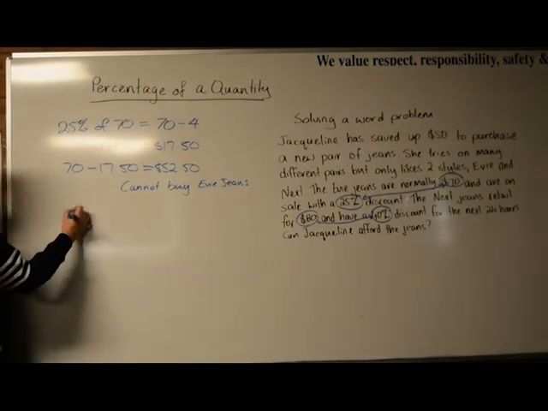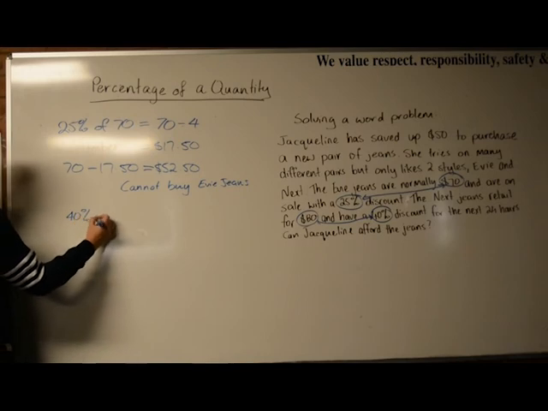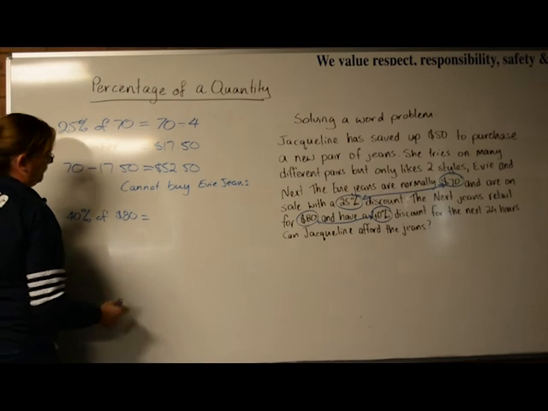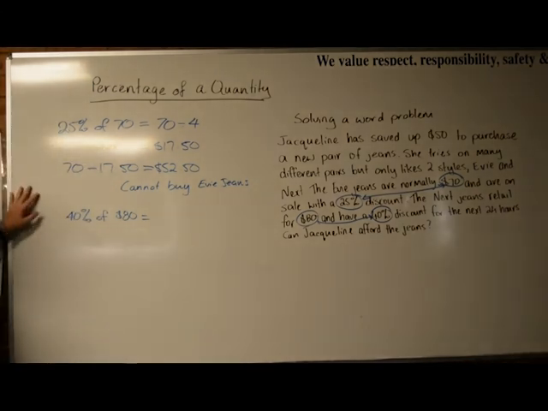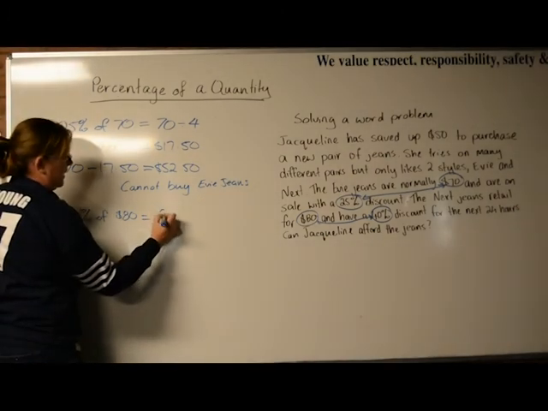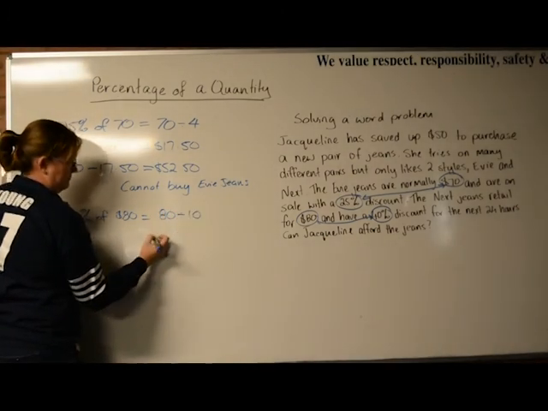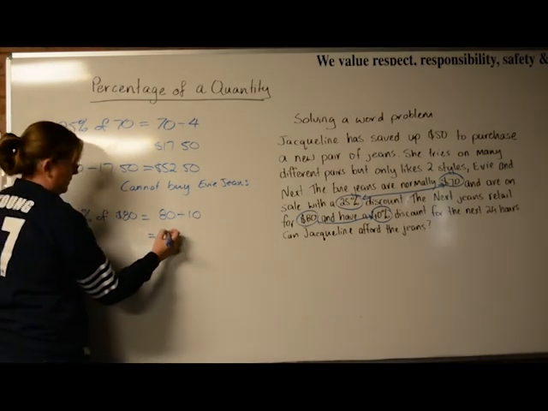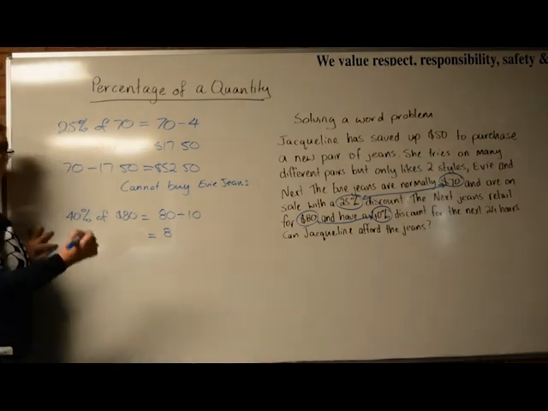So now we want 40% of $80. What can we do here? Find 10%. So how do I find 10%? I'm going to go 80 divided by 10. What's 80 divided by 10? 8. Alright, now I want 40%.